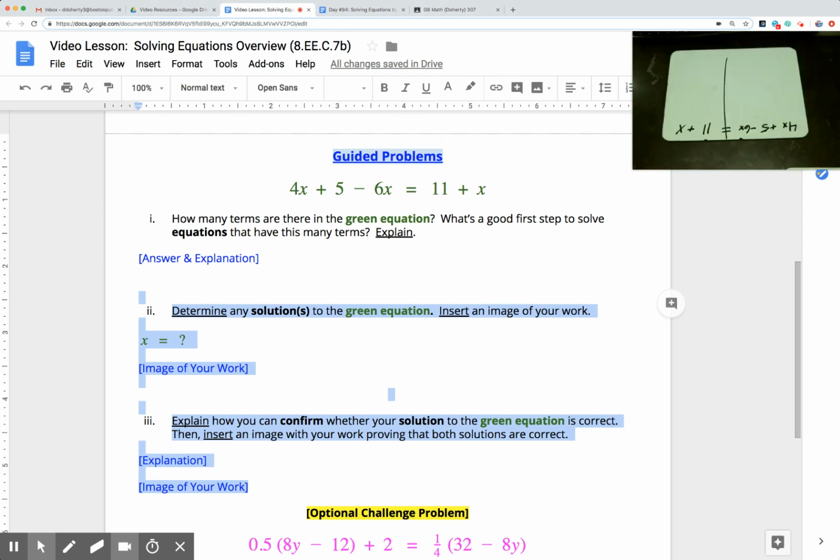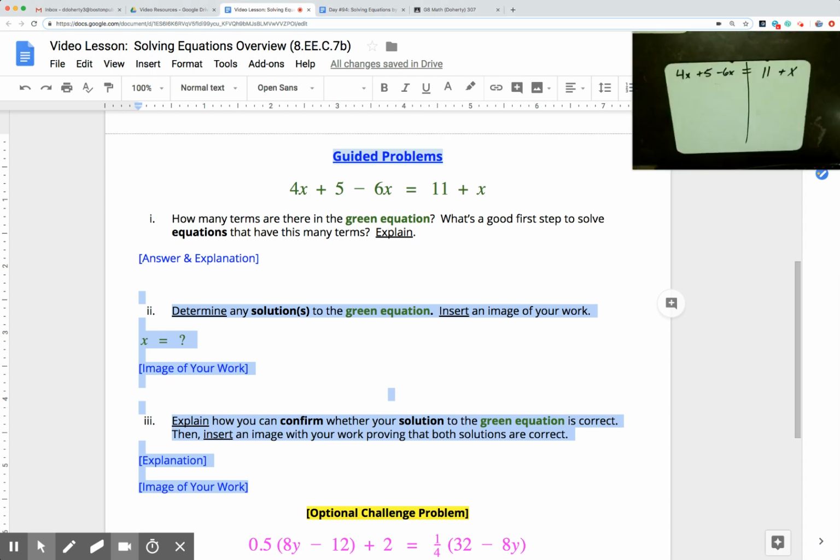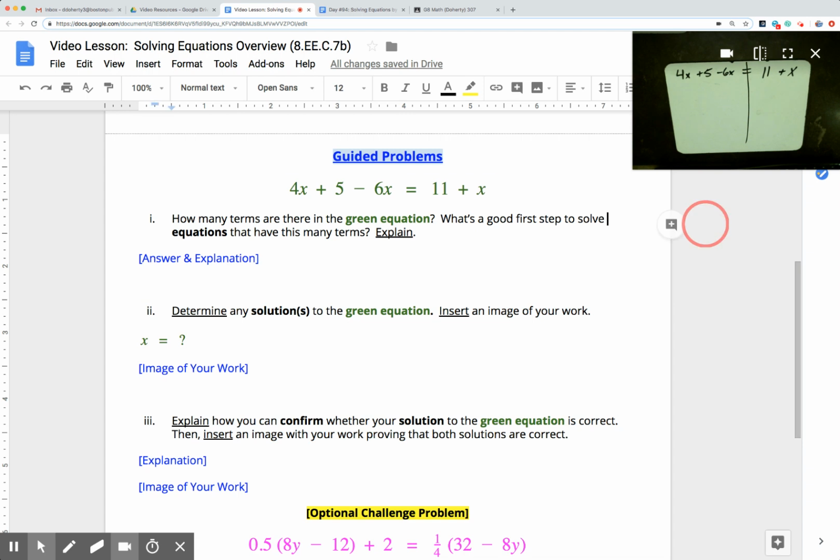As you're coming back from pausing the video, hopefully you worked this problem out. You have an equation, an answer to the equation, you plugged it in, and you actually saw that your answer is correct. But if you got stuck, or you're just not sure if your answer is correct, we'll work through this step by step. For part 1, how many terms are there in the green equation? The big thing we should see is that there are 5 terms in that equation.